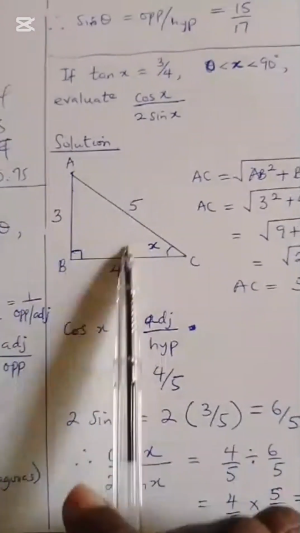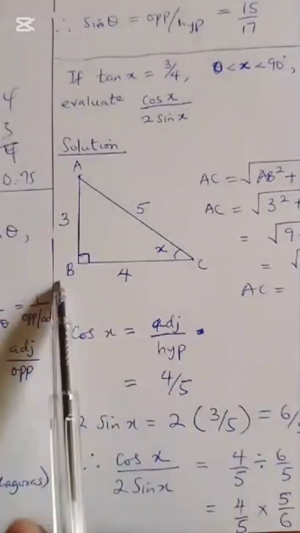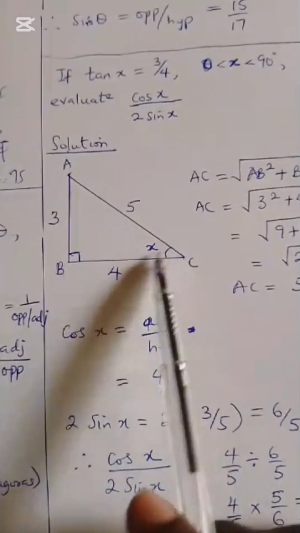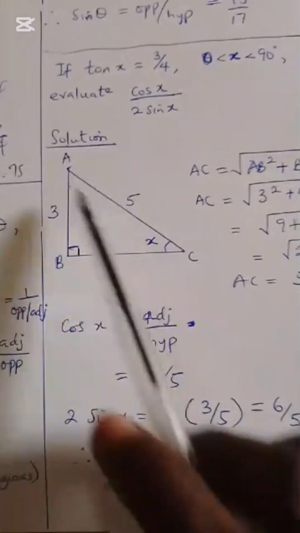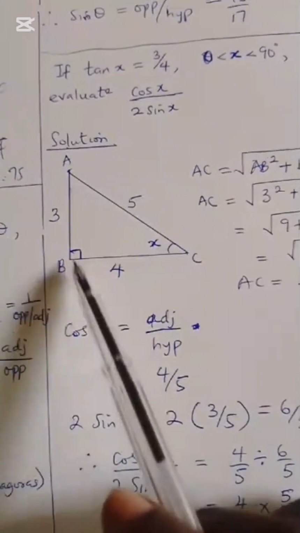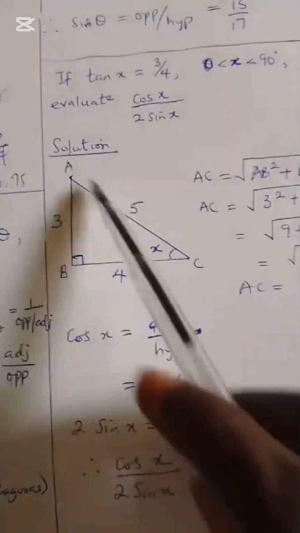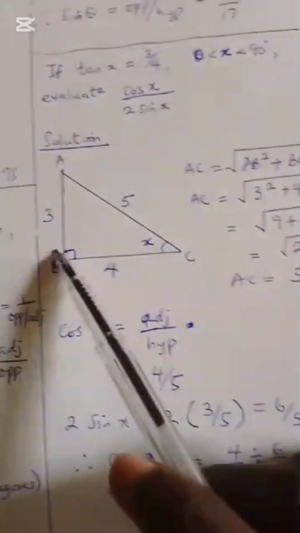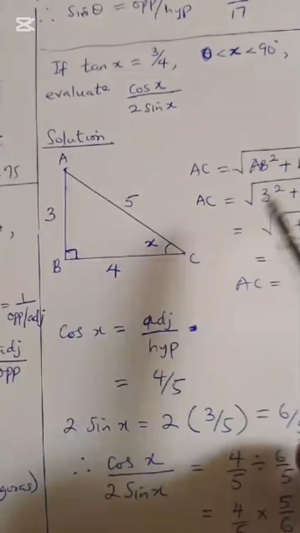Okay, so get to know your sides. The side facing the angle is always the opposite. So this is the opposite side. The side closest to the angle is the adjacent, and the hypotenuse is always the longest side. It's always the side facing the right angle. This is the right angle, this 90 degrees symbol. So the side facing this 90 degrees is always the hypotenuse and always the longest side of the triangle.